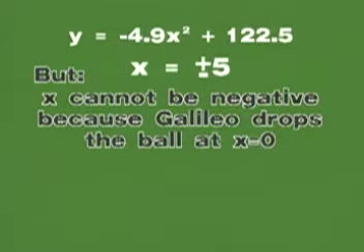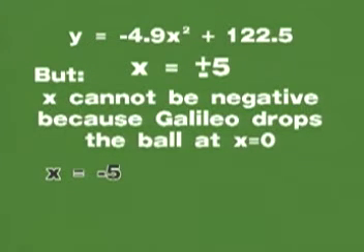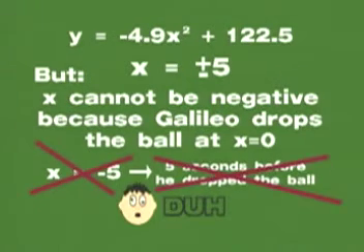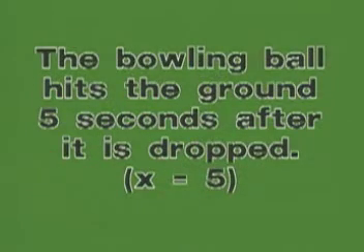The value of x cannot be negative because Galileo drops the ball at time x equals 0. So x equals negative 5 would mean 5 seconds before he drops the ball. It's illogical. So the bowling ball hits the ground 5 seconds after it's dropped.